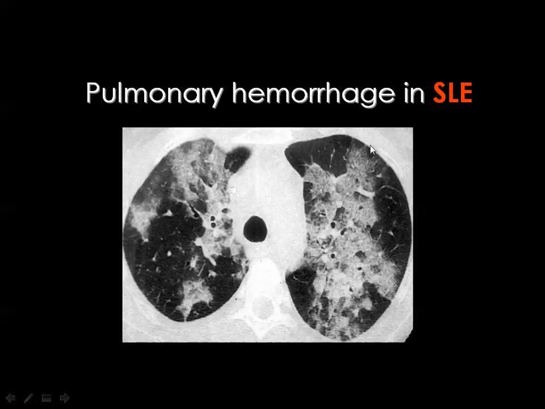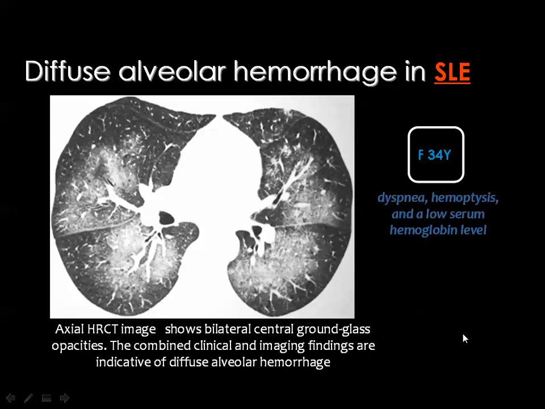Then in this patient with non-systemic lupus erythematosus, you can see the more central distribution of the opacities, with some air bronchogram suggestive of pulmonary hemorrhage. And this patient with systemic lupus erythematosus presented with dyspnea, hemoptysis and a low serum level of hemoglobin. She showed the chest X-ray, and the high resolution CT showed multiple pulmonary parenchymal opacities with little air bronchogram.